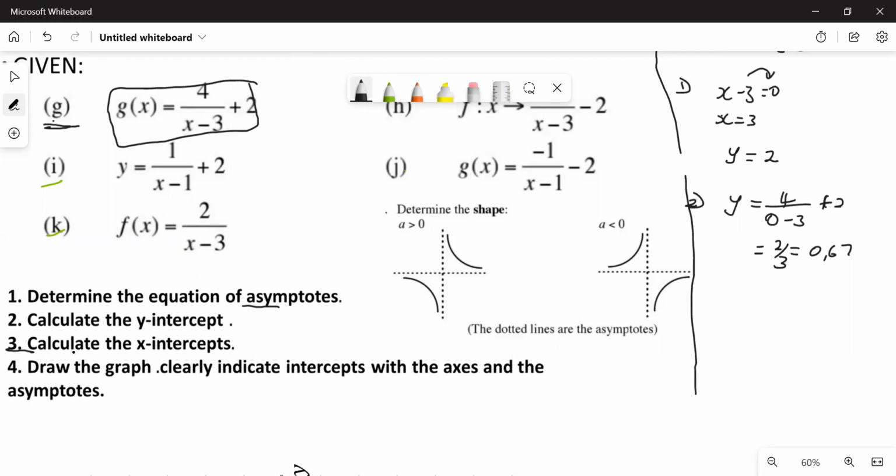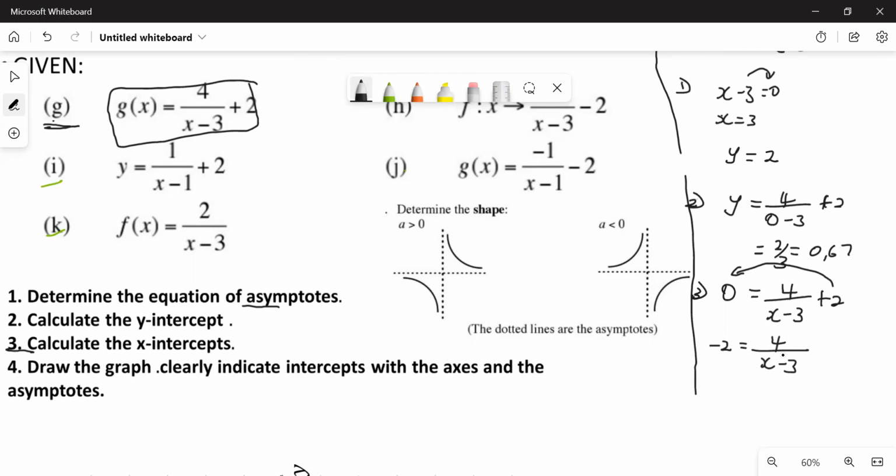Okay, now the next question says we should calculate the x-intercept. If you want to calculate the x-intercept from your experience, how do you calculate it? You should let y be equal to what? To 0. So we are going to have 0 equal to 4 all over x minus 3 plus 2. We want to get x again. First we take this 2 to the other side, so we have minus 2 equal to 4 all over x minus 3.